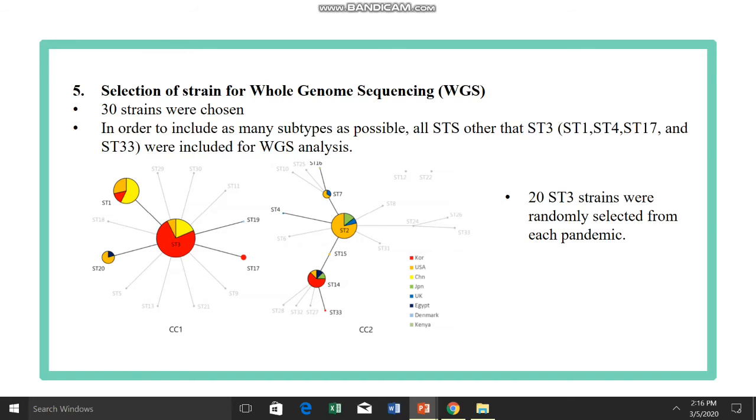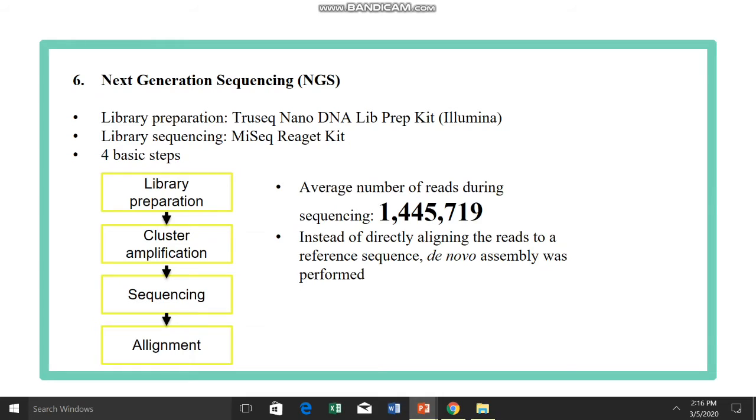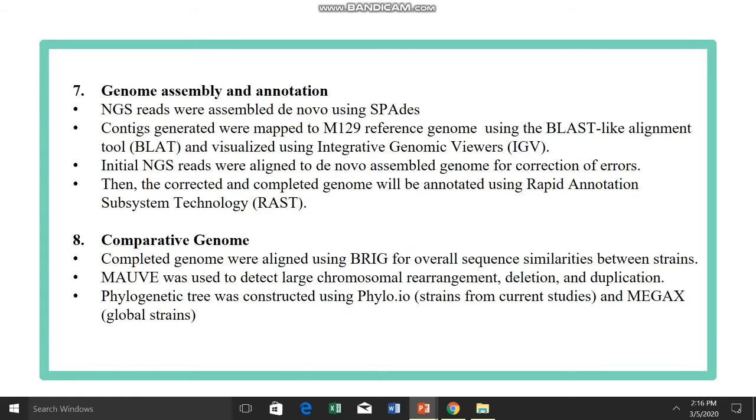So 30 strains were chosen. And then next generation sequencing: there are 4 basic steps for NGS, which are library preparation, cluster amplification, sequencing, and alignment. So instead of directly aligning the reads to a reference sequence, de novo assembly was performed. Genome assembly and annotation: NGS reads were assembled de novo using SPAdes, and then the initial NGS reads were aligned to the de novo assembled genome for correction of errors.